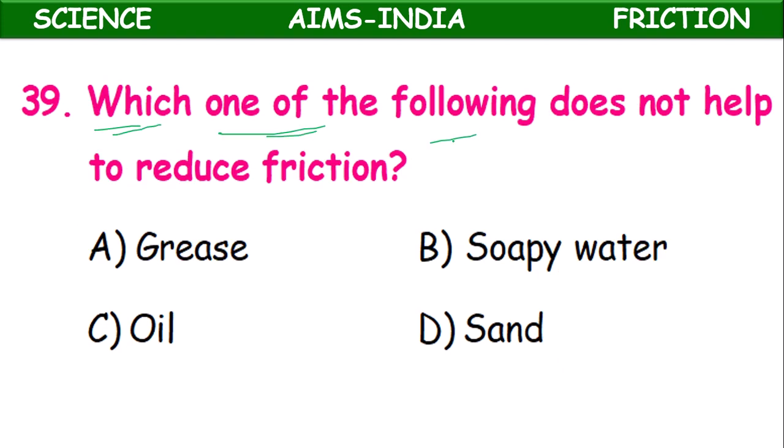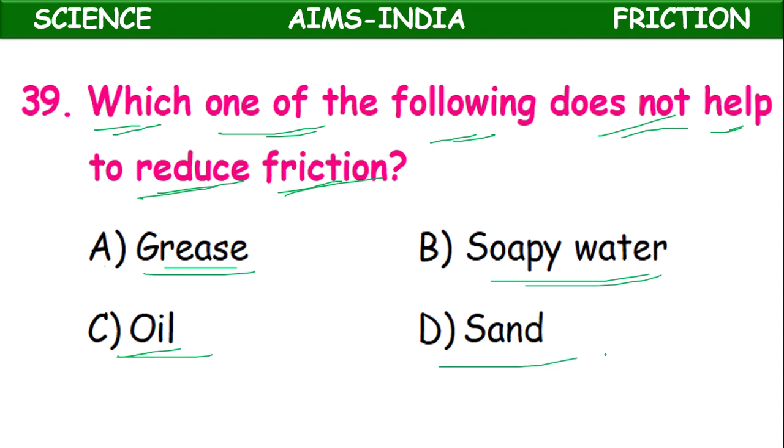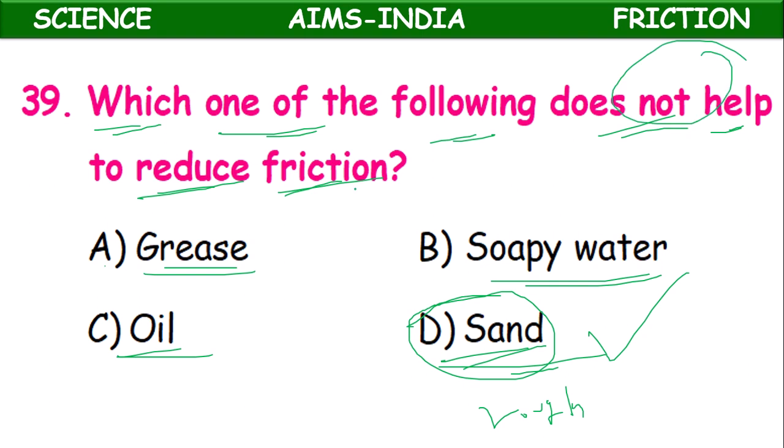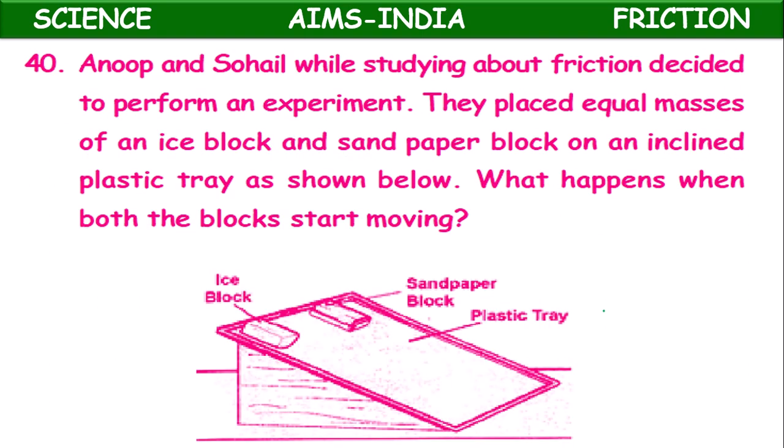Which one of the following does not help to reduce friction? Grease, it's a lubricant, it reduces friction. Soapy water reduces friction. Oil reduces friction. Sand does not reduce the friction. It will increase the friction because its surface will be rough compared to the remaining three. So sand does not help in reducing friction. D option is the right answer. Next.